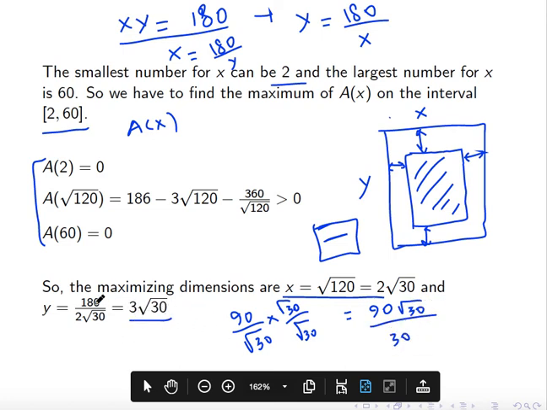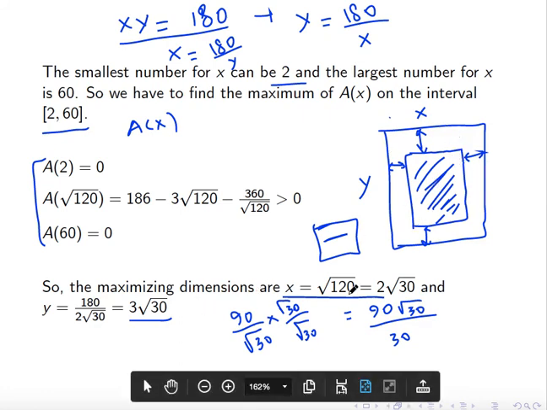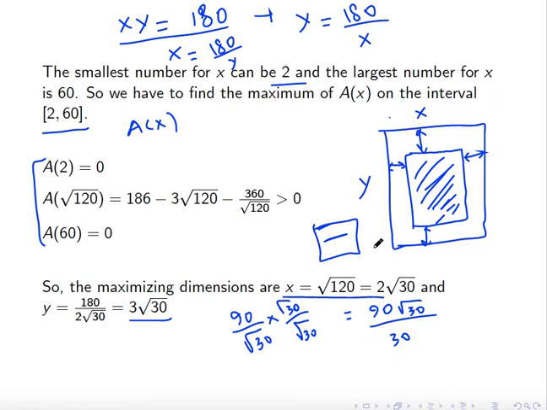So that means the dimensions of the rectangle which gives the maximum area are 2 square root of 30 and 3 square root of 30. And these are the dimensions of the outer rectangle, because x and y are the dimensions of the outer rectangle.